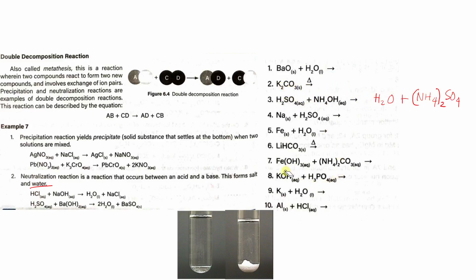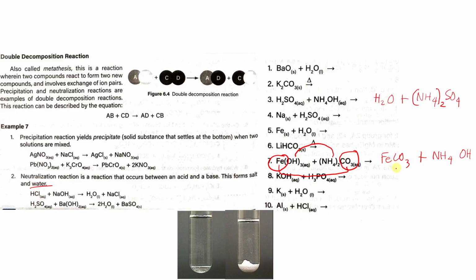Then we also have number 7. We have again two parts, then two parts. So for this one, we have Fe. It will partner with the CO3. So in this case, outside, outside, then we have inside, then we have inside. We have FeCO3, and then we have the NH4, then OH.